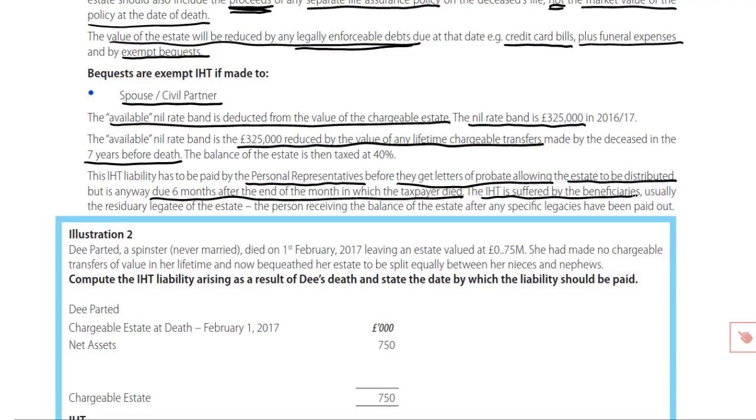And then we have a lovely name for the beneficiary, who is usually the one beneficiary that will actually suffer the full cost of the tax on the death estate. And that is someone called, there you go, there's a name and a half, the residuary legatee. The residuary legatee. Who is this person? The person receiving the balance of the estate after any specific legacies have been paid out.